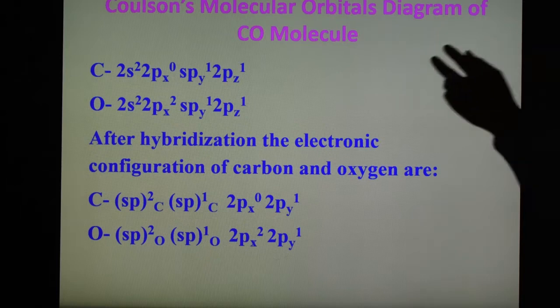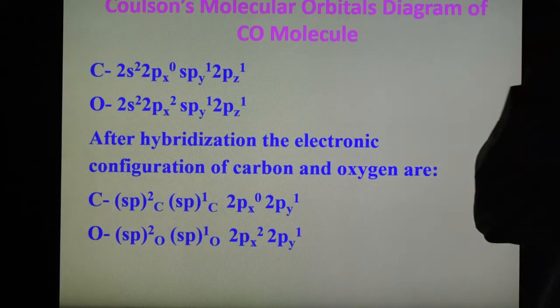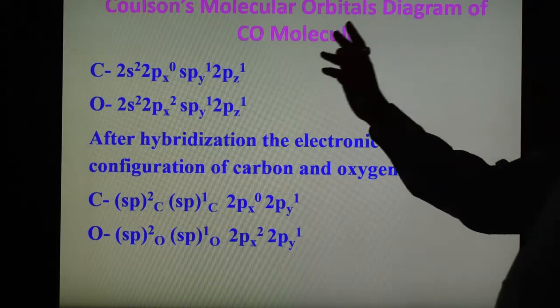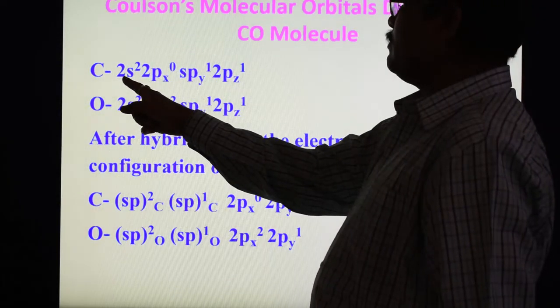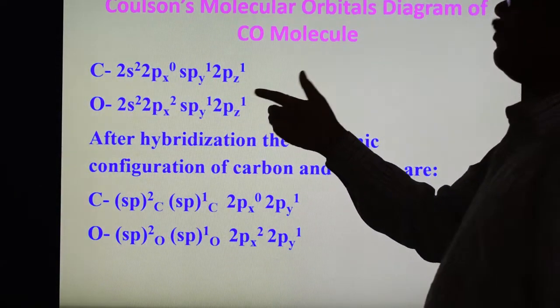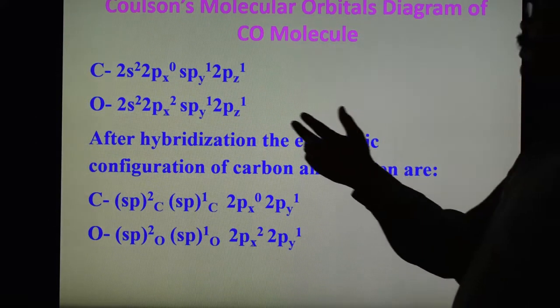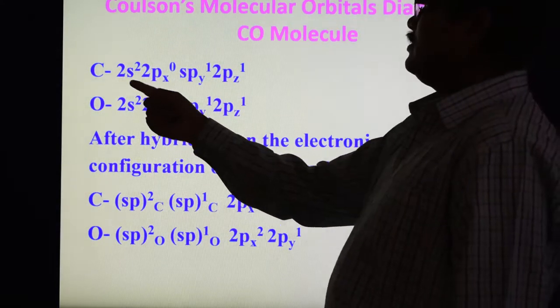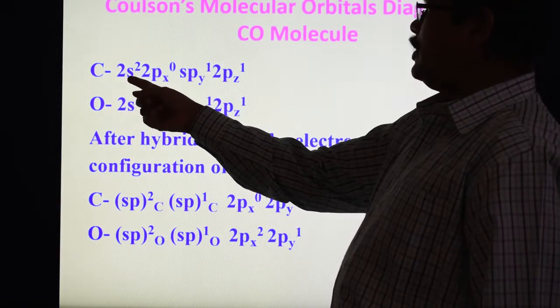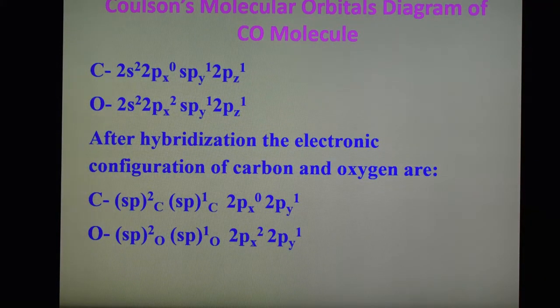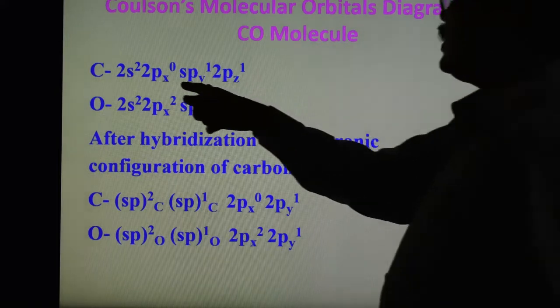In this carbon monoxide, one is a carbon atom and the second is an oxygen atom. As we know, listen carefully, carbon has atomic number 6 and the valence configuration of carbon is 2s2 2p2. All three p orbitals are the same and have the same energy, so we can write the valence configuration for carbon as 2s2 2px0 2py1 2pz1, because the three p orbitals are equal. We can also take 2px1 2py1 2pz0.